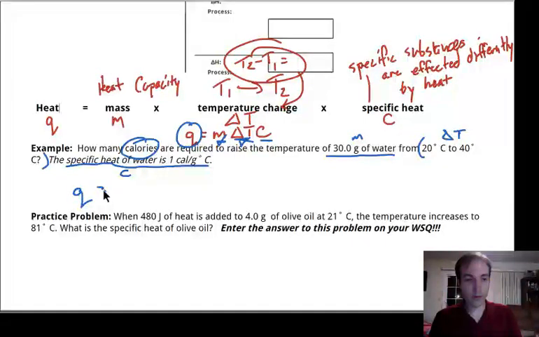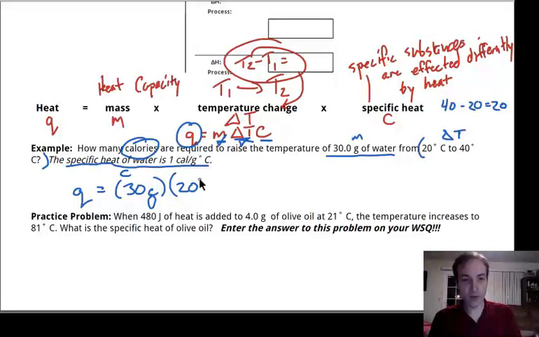So we're going to solve for Q, so Q equals, and then we know M is equal to 30 grams. Okay, and then we know that the change in temperature is from 20 to 40. So in other words, 40 degrees Celsius minus 20, which is going to give us a difference of 20. So I'm going to plug that in for my delta T, and that's degrees Celsius. Now I'm left with my C. Okay, when I plug in the specific heat, notice it's 1 calorie, per gram degree Celsius.